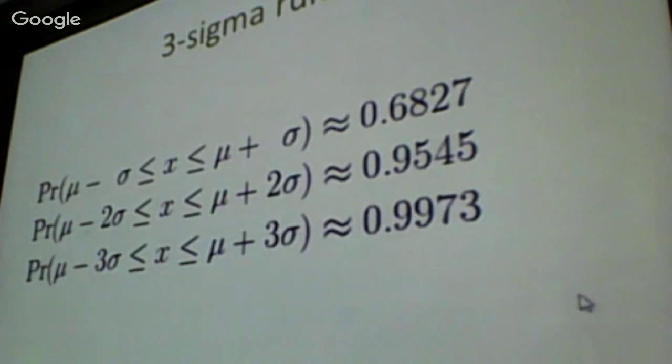So here it is, the 3 sigma rule, and don't worry about the notation too much. Hope that doesn't scare you too much. All it says is one standard deviation, 68% of cases; 2 standard deviations, 95% of cases; 3 standard deviations, 99.7% of cases, and so forth.